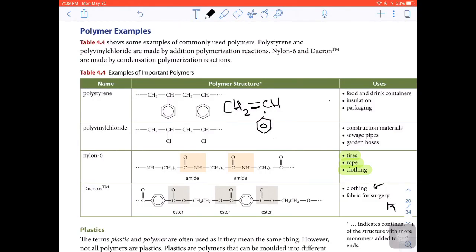If you go and take out food and it comes in a styrofoam container, that is polystyrene. If you get insulation, or you buy a new TV and it comes with styrofoam packaging, that's all polystyrene. Styrofoam cups, styrofoam anything. It's just amazing how much styrofoam we have in our lives, all over the place. And it's this very simple molecule that's made by an addition reaction.